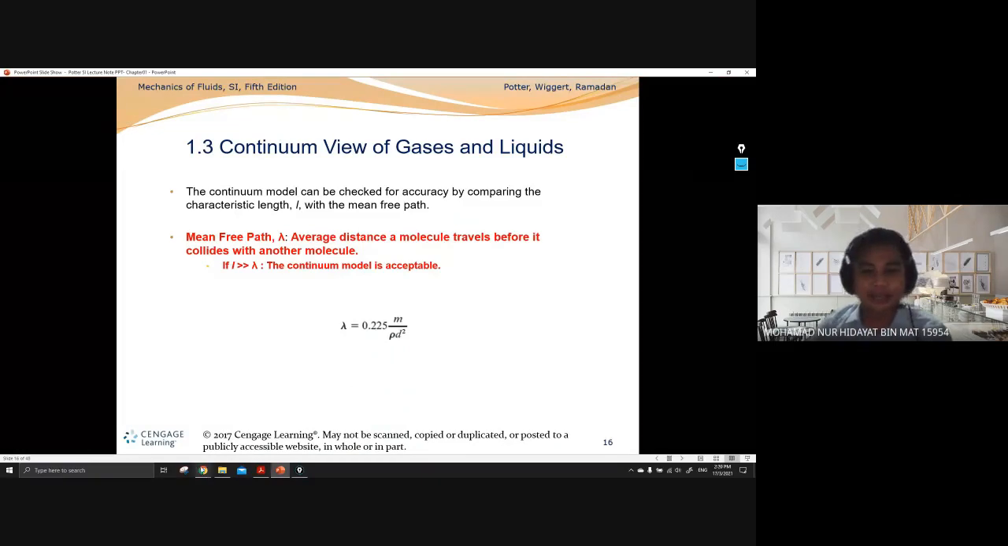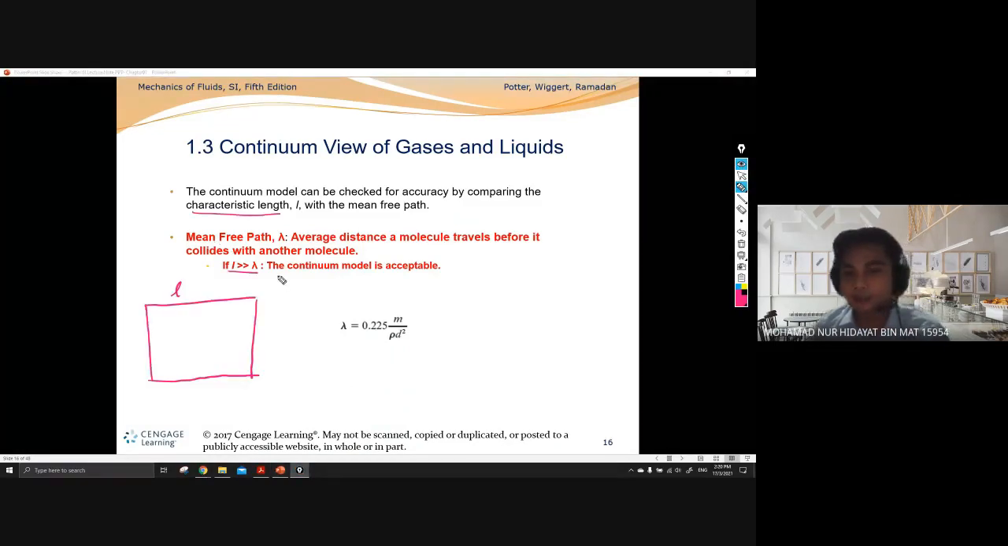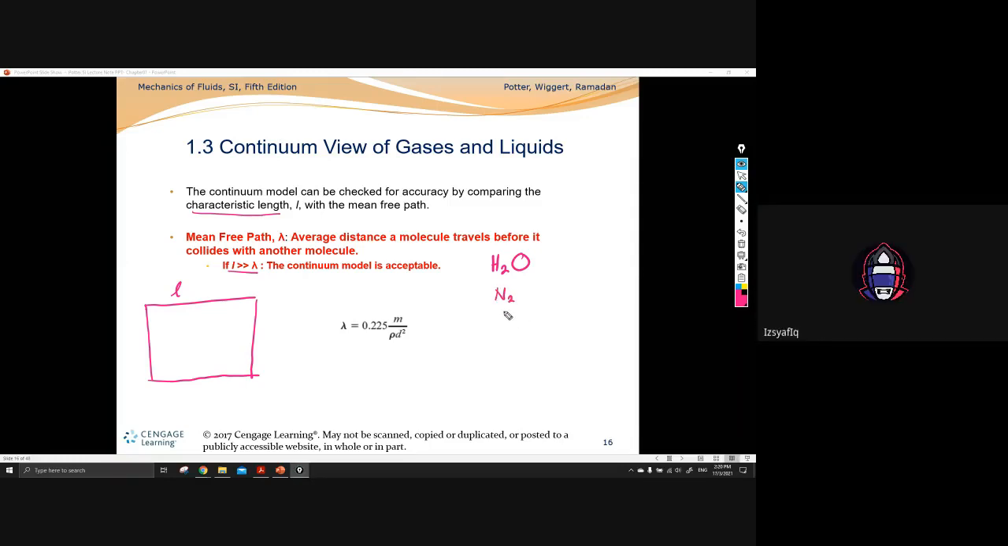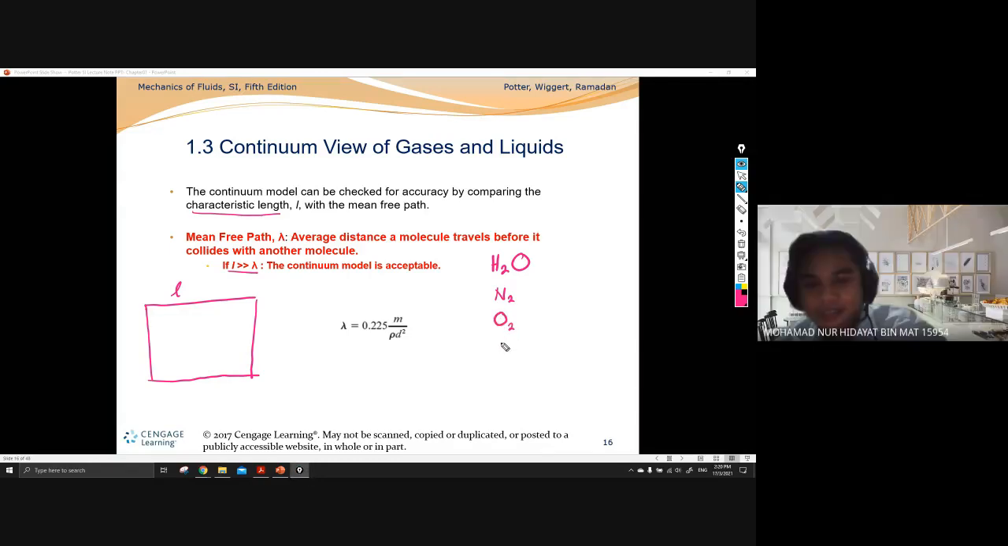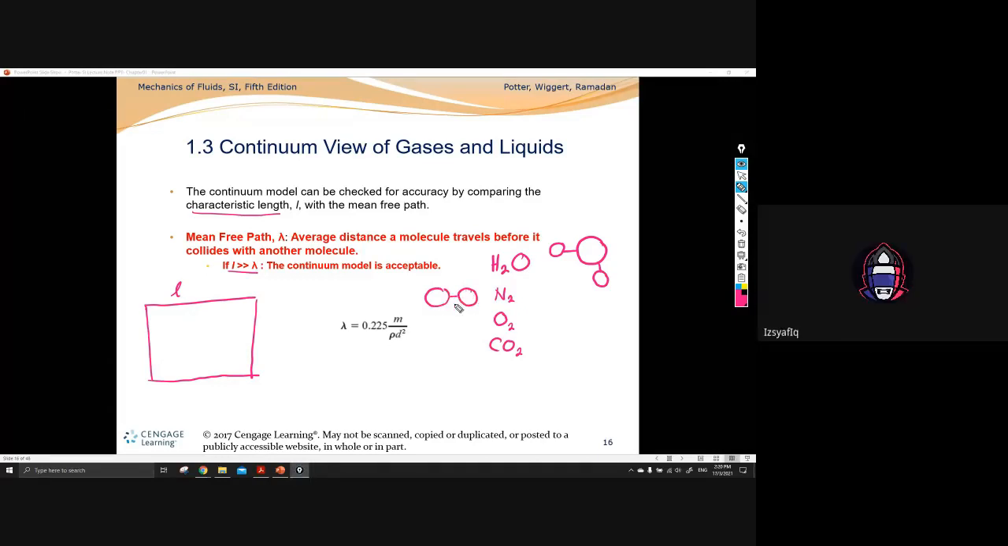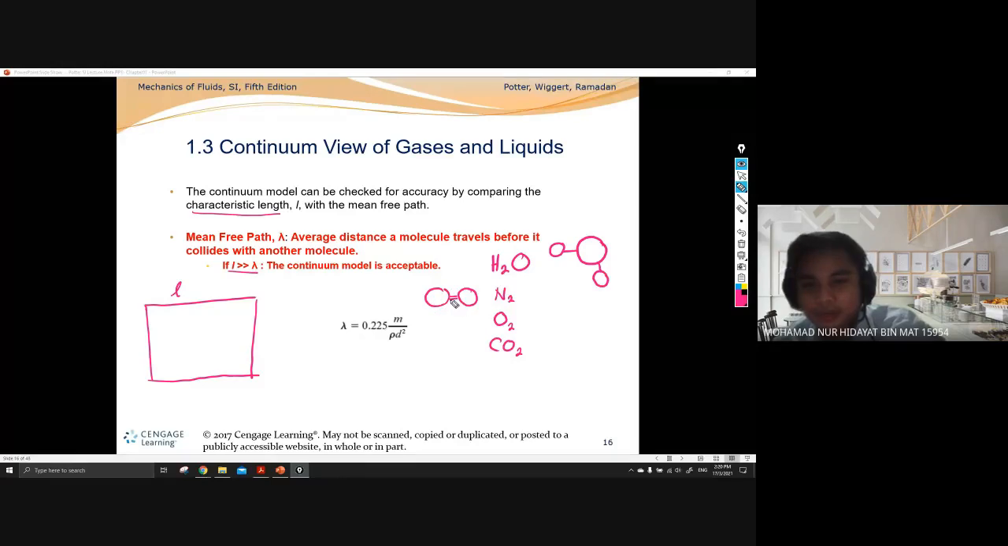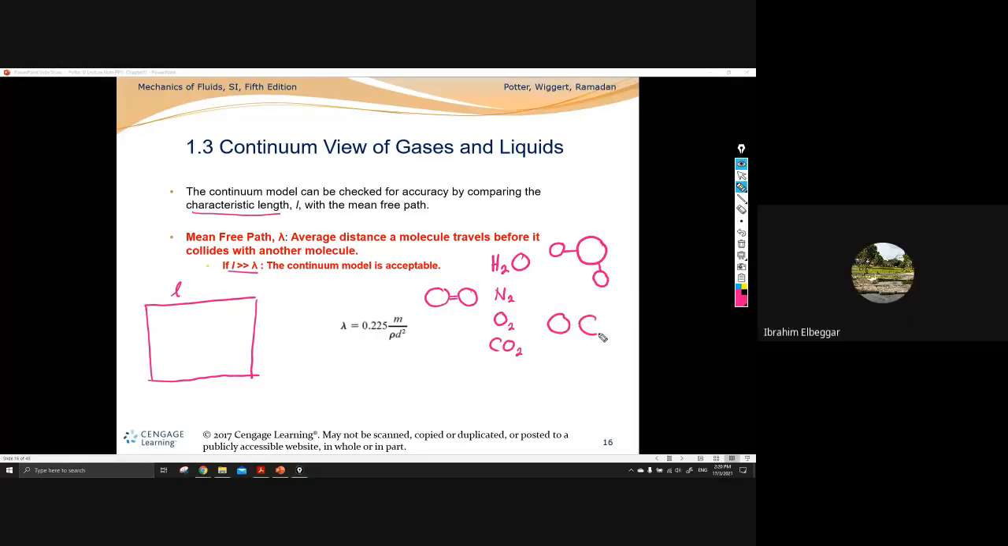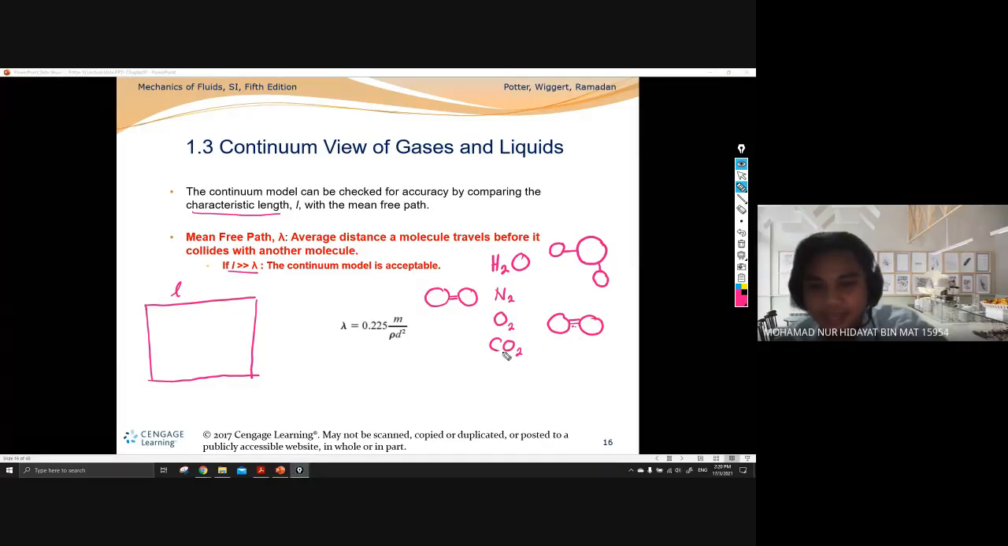Okay. Why is it called characteristic length? First I want you to understand, what is the molecule of water? H2O, right? What is the molecule of nitrogen? N2. Oxygen? O2. Carbon dioxide? CO2. For example, this is oxygen, and the bond. Nitrogen and nitrogen. I don't know whether it is a double bond or triple bond, just consider this is the bond. Then CO2, with carbon.